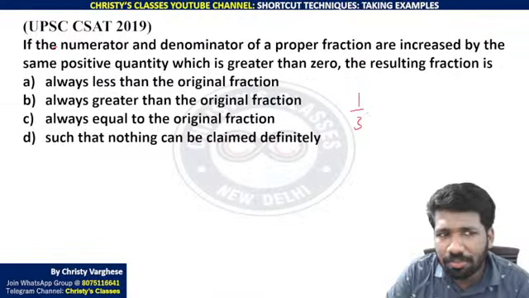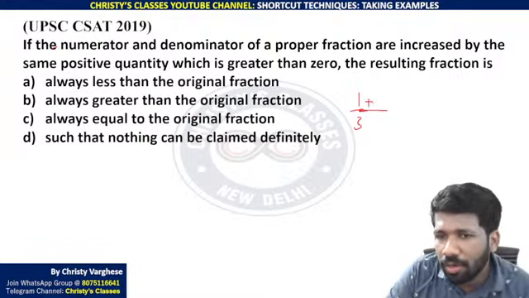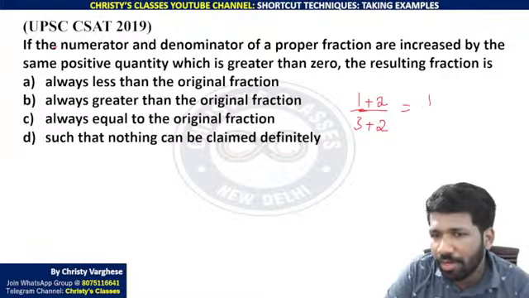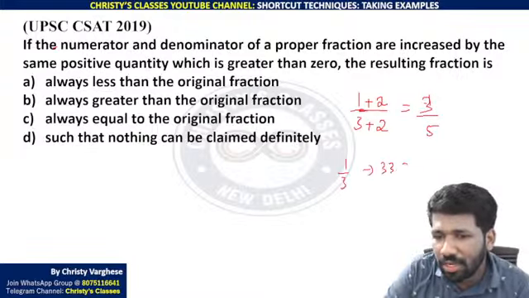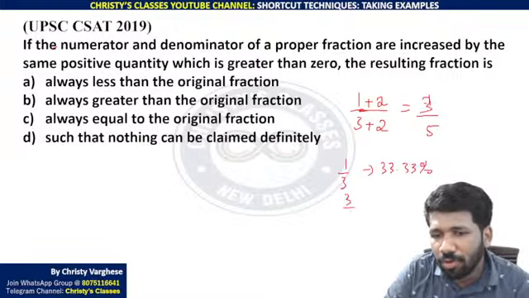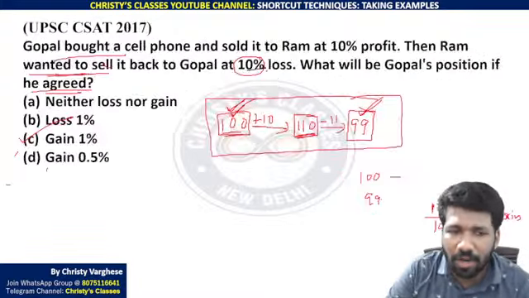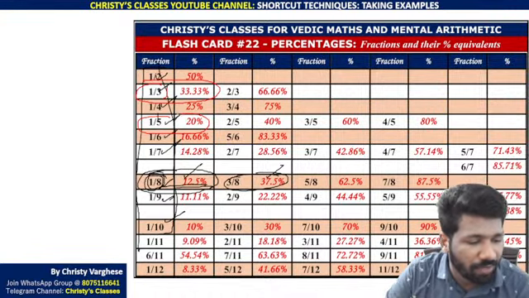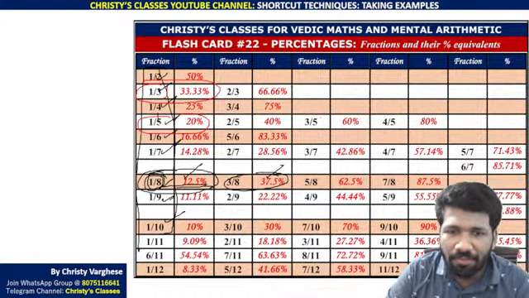1 by 3 is increased by the same positive quantity. Numerator also, denominator also is increased by the same positive quantity. Let that positive quantity be 2. So you are adding 2 in the numerator also, in the denominator also. Then what will happen? 1 plus 2, 3. 3 plus 2, 5. 3 by 5. And 3 by 5 also we know. 1 by 3 we know is 33.33%. 1 by 5 is 20%. 1 by 10 is 10%. Now 1 by 5 is half of it. That way you can understand it. So 1 by 5 is 20% means 3 by 5 will be 20, 20, 20, 60%.